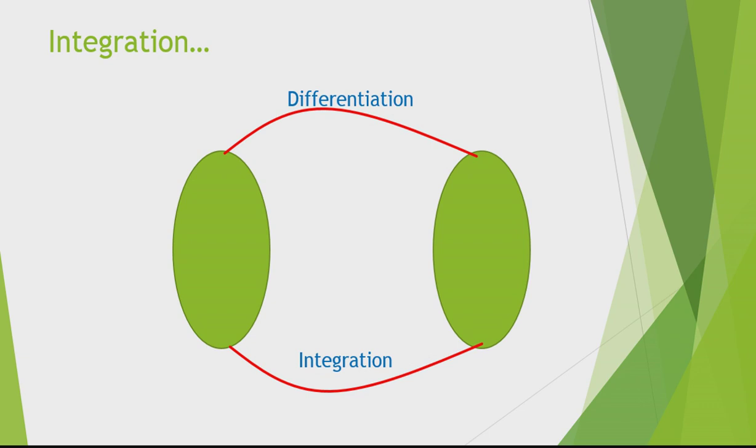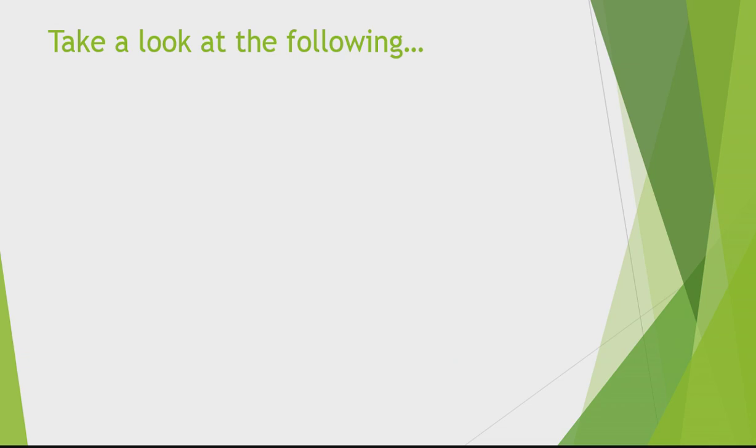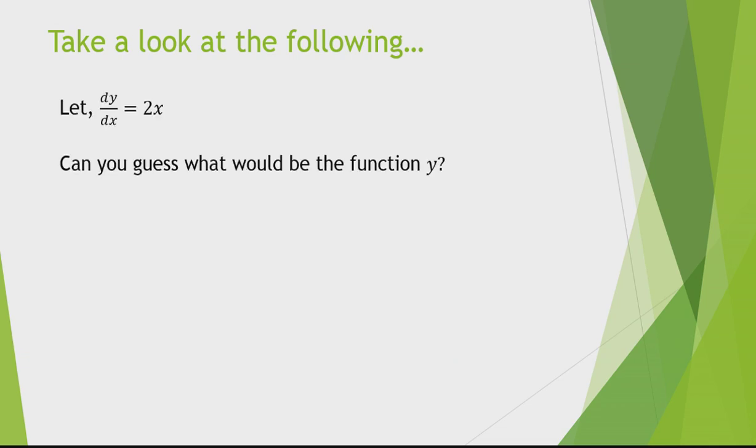Look at this example. Let dy by dx equal 2x. Can you guess what the function y would be if integration is the opposite operation of differentiation? You might guess that will be x squared, right? Why? If you differentiate x squared with respect to x, you get dy by dx equal to 2x, which is the same as what they have given.